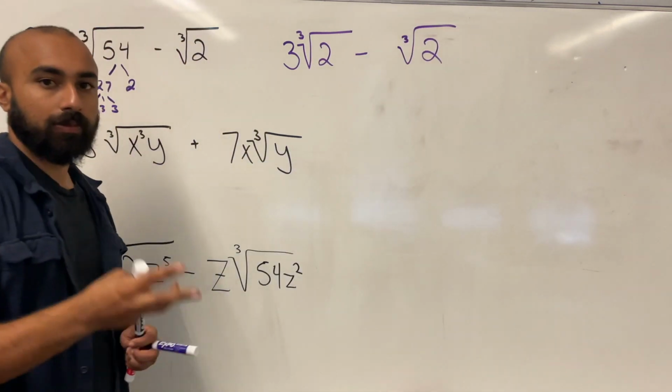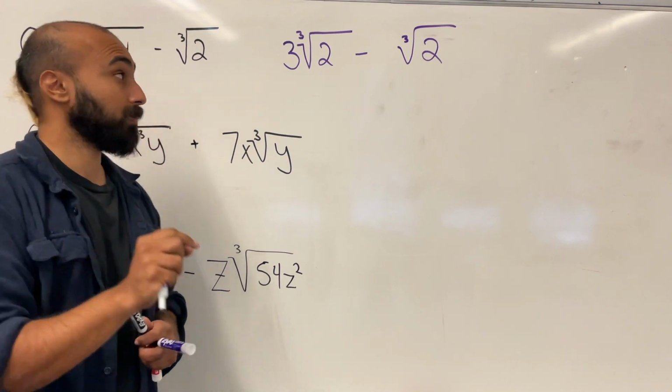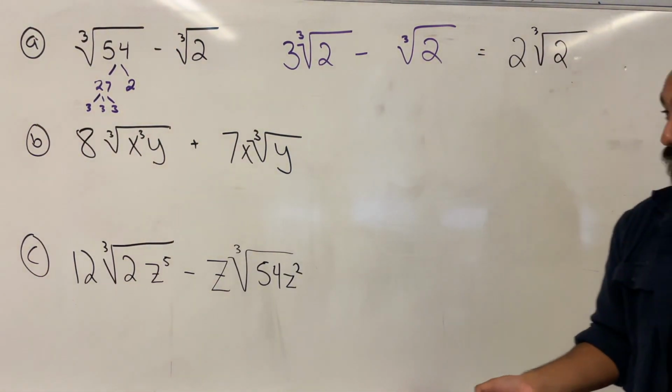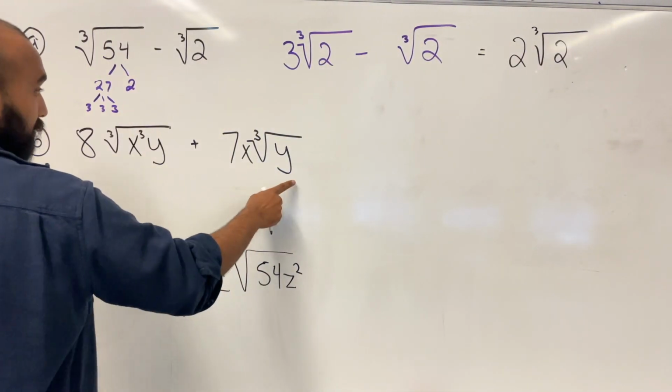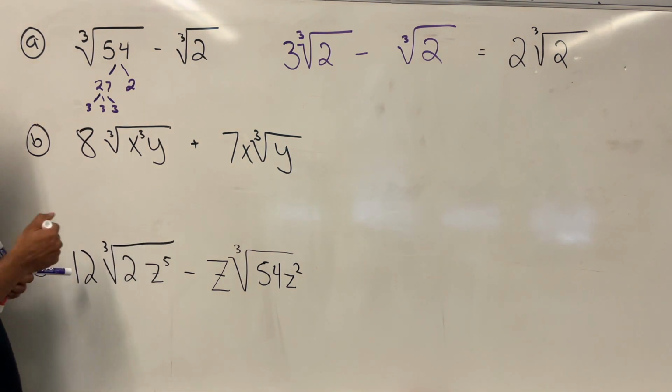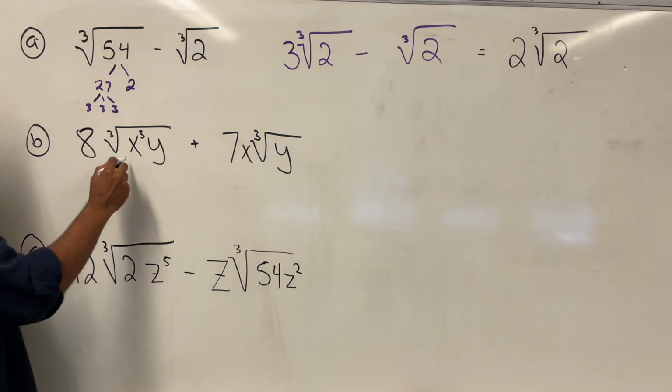They both have the same radical. So I'm going to think of it as like 3 minus 1. I have 3 3rd roots of 2 minus 1 of them, so that leaves me with 2 3rd roots of 2. So similar idea here. So each time I'm going to simplify, and if the radicals match, then I can subtract their coefficients.